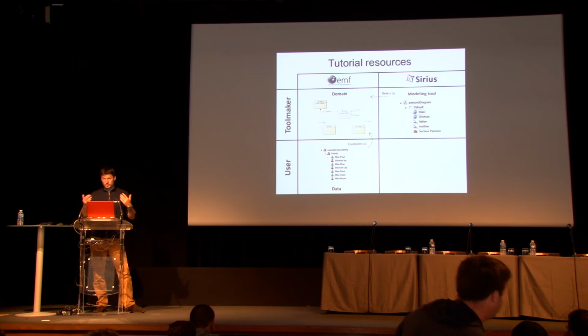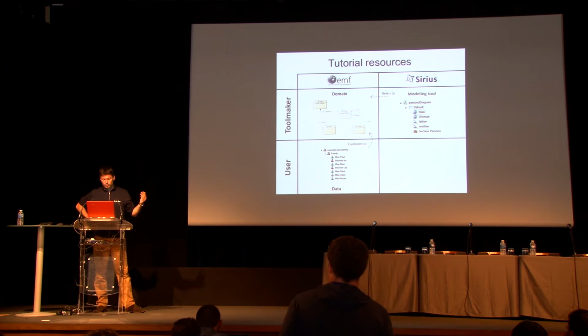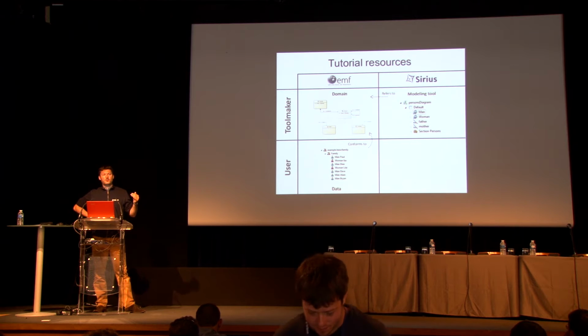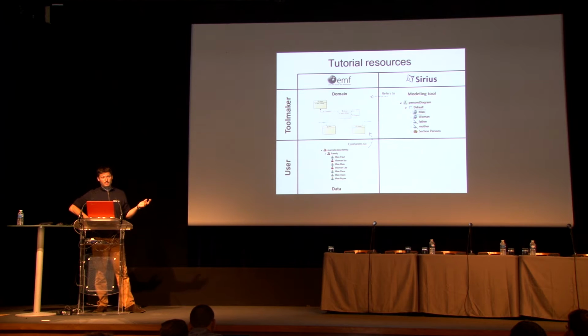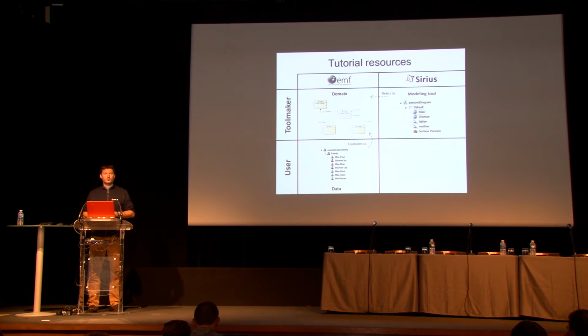With Sirius, you have two parts also. One part is for tool makers only, which is a configuration editor to say how a man will be represented. Is it just a box? Is it an icon? A container? You do this configuration without any Java code, without needing to know the Eclipse API or the EMF API. Everything is simple. And you will have the graphical designers for the end users.